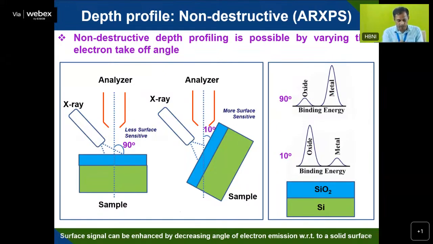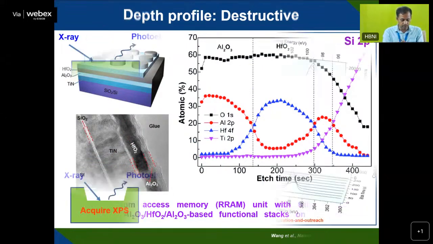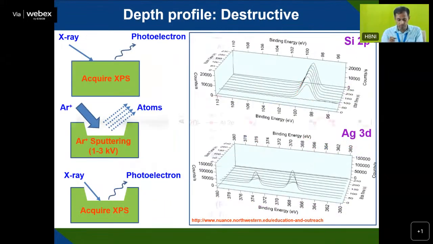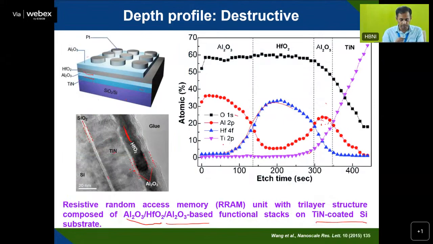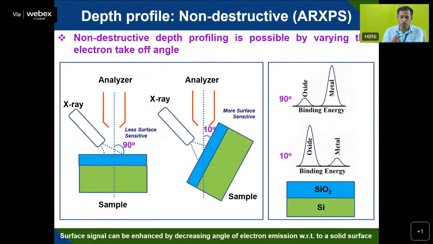So this ion bombardment is mainly a destructive method for profiling the depth, but it can also be done by a non-destructive method, angle-resolved XPS. You have a sample here, the analyzer and detector are here, and the X-ray is coming from here onto the sample surface. Here the analyzer is at 90°, so you are able to see the top surface. The X-ray penetration is only up to this layer.